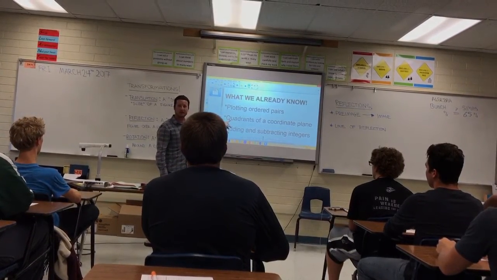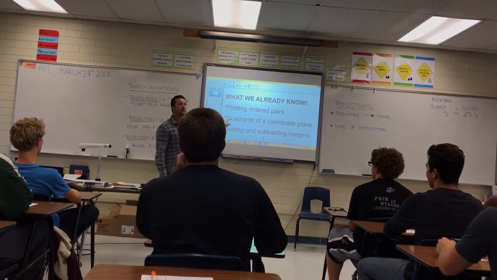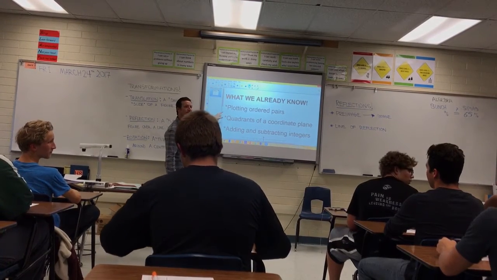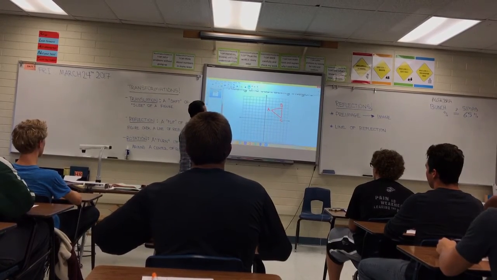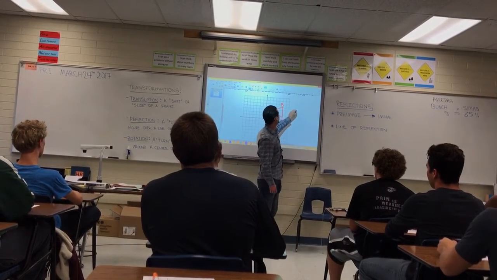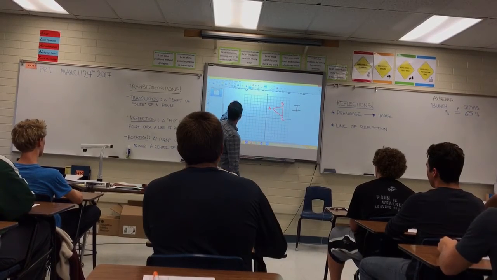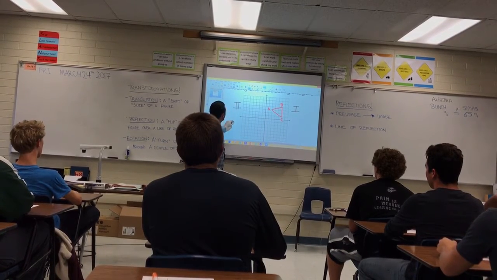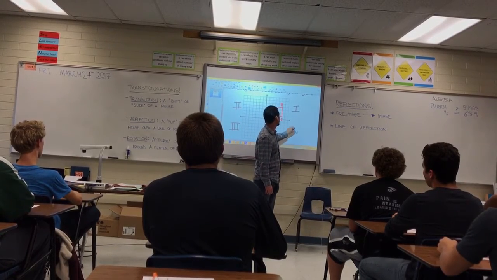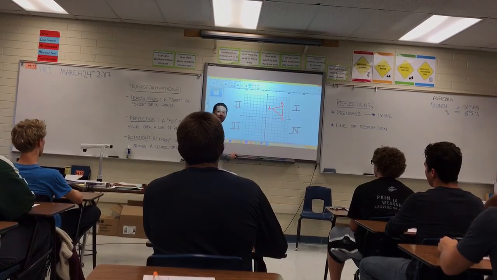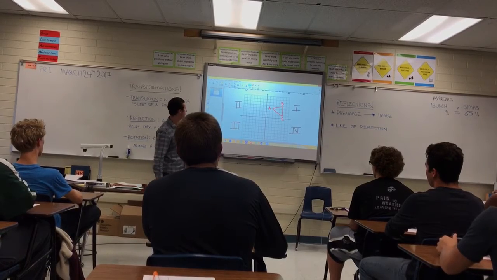Does anybody in here remember their quadrants? Zach, what are they? 1, 2, 3, 4. Very good. Counterclockwise, right? So if I was to tell you where the quadrants are, Zach said this is quadrant 1, this is quadrant 2, this is 3, and this is 4. That's going to be handy knowledge when it comes into reflections, okay?